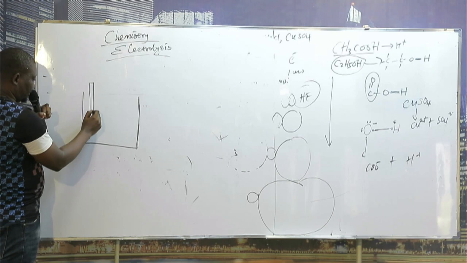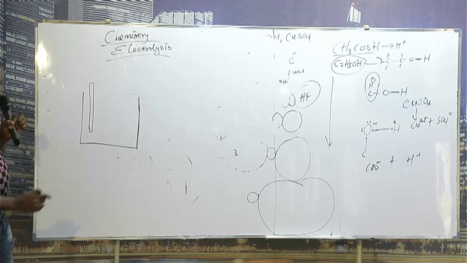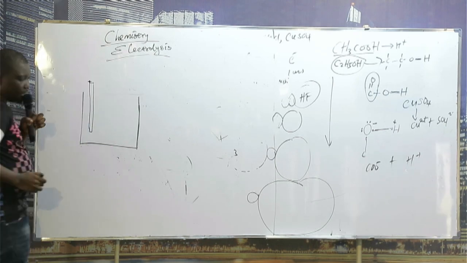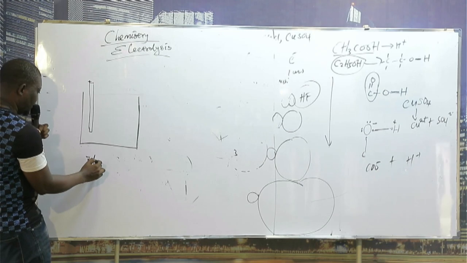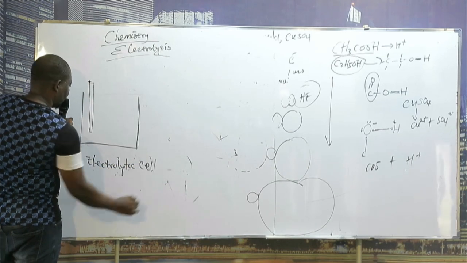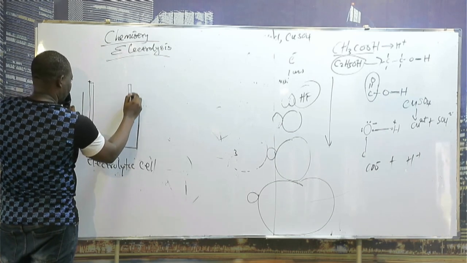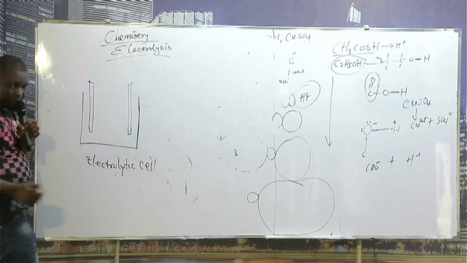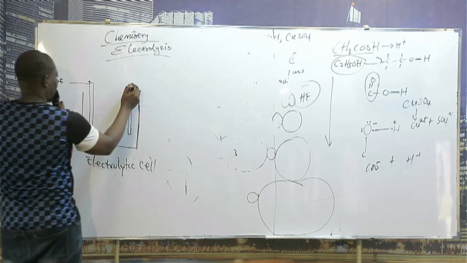I dip in the cell the electrode. This is one of the electrodes, and I put a plus sign on it. What does this electrode mean? It means the anode. So let me write what I'm drawing: electrolytic cell, not electrochemical. I'll do the same thing on this side. This side is minus, the cathode. Let me label. This is the anode, and this is the cathode.